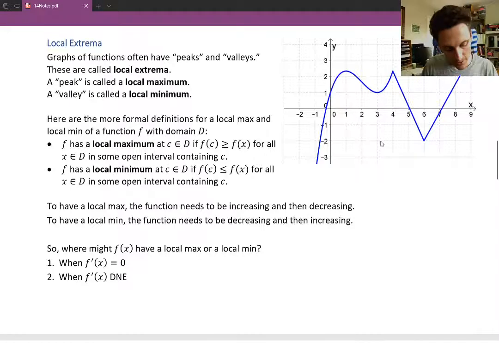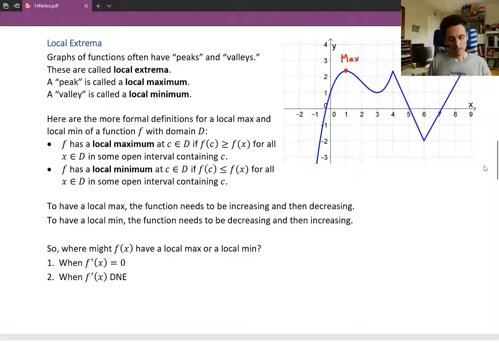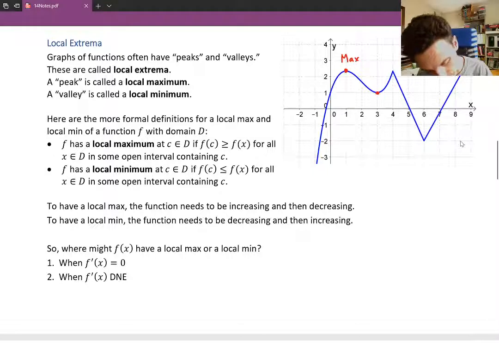Now looking over at the graph of function f on the right, we can start to identify the local maxes and local mins, the local maximum values and the local minimum values. So for example, as we're reading the graph from left to right, we notice that there's a little peak right here at x equals 1. So that would be a place where we have a local max. Now as we're again moving from left to right, we see that at x equals 3, there's a local min.